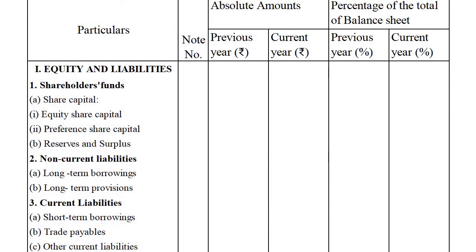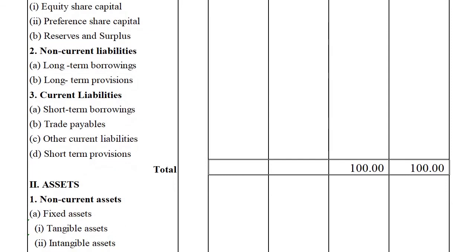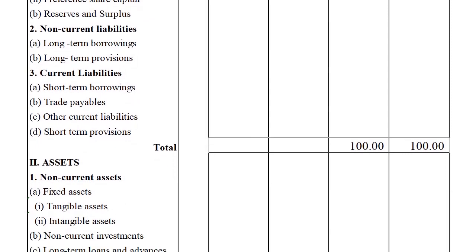See, equity and liabilities, in that shareholders fund, share capital, that also equity share capital separate, preference share capital. Then next item point B, reserves and surplus. Then non-current liabilities, in that long-term borrowings and long-term provisions. Then current liabilities, short-term borrowings, trade payables and other current liabilities. Then after that short-term provisions will be written. So that will be the total of liability side.